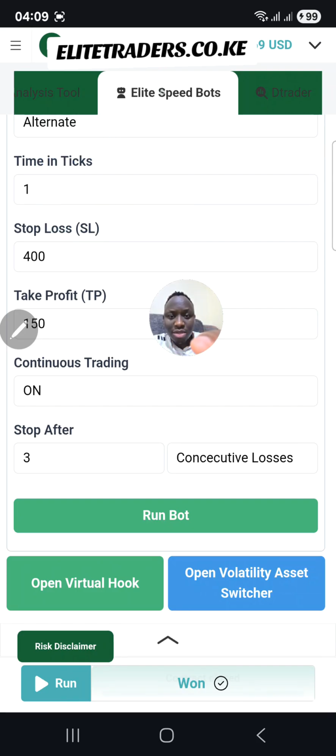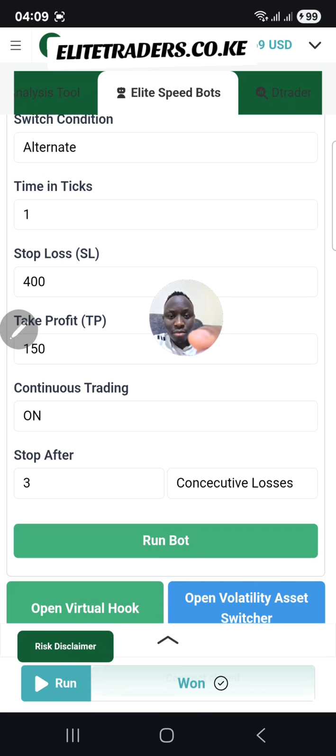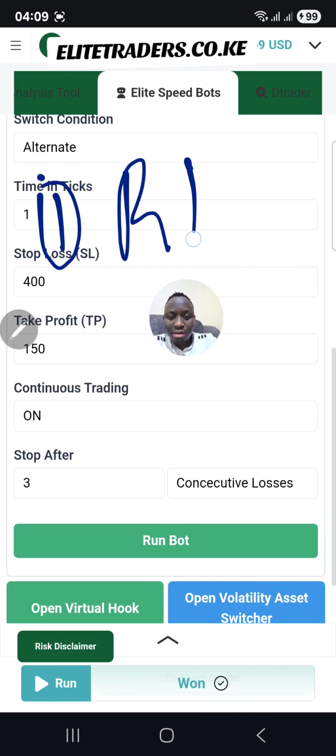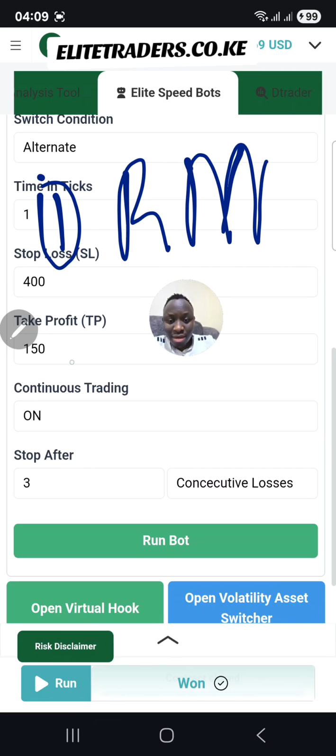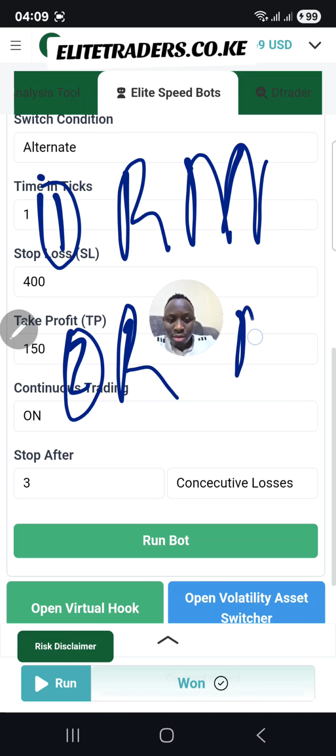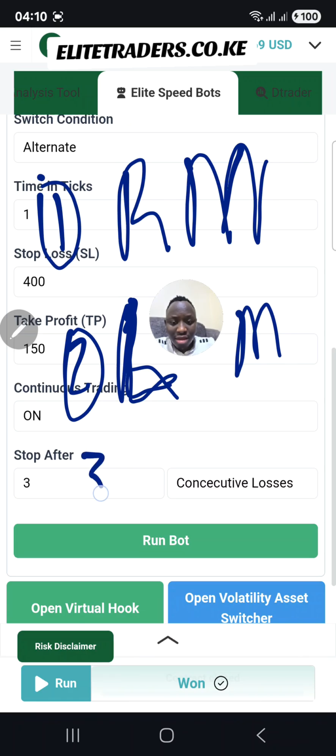Okay, let me just use first is risk management. Yeah, then kitu ingine ya pili ni loss management. Loss management, or it's supposed to be an L. Okay, loss management, like have a limit on the number of losses you can take in a row. Then the third, understand the market.